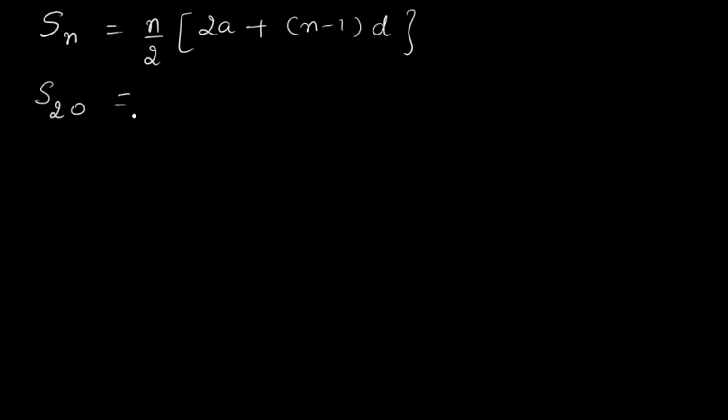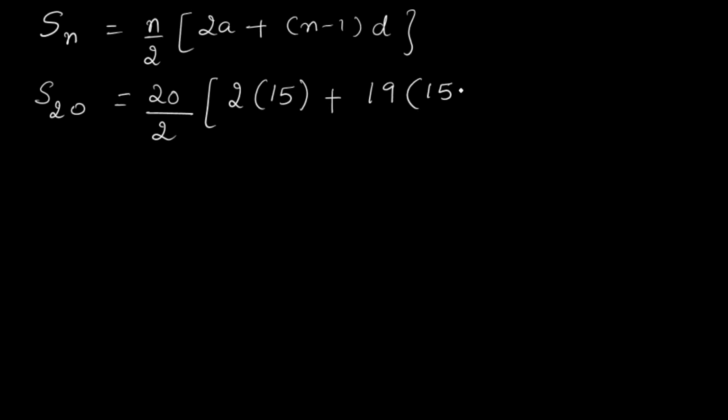Okay, so S20 we are finding here. So N's value is 20. So 20 by 2 into 2A, A is 15. So I'm just going to substitute. So N minus 1 means 20 minus 1, that is 19. 19 into 15. So here we can do cancellation. 10. 15 into 2 is 30.